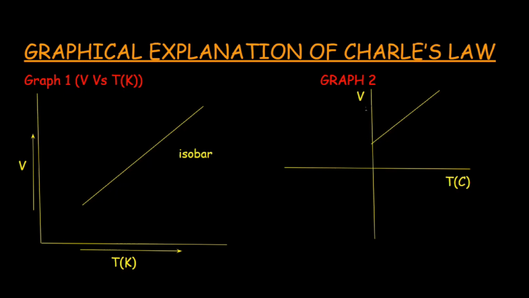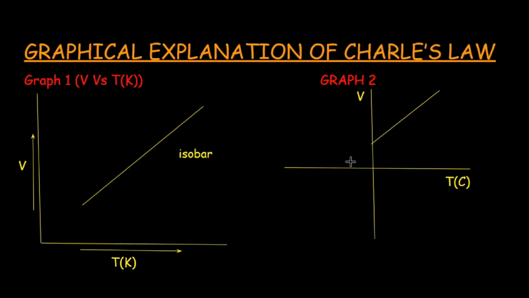Which means 0 degrees Celsius is not the coldest temperature, which we have discussed in the previous lecture. That 0 degrees Celsius is not the coldest temperature, and at 0 degrees Celsius volume exists. Volume does not become equal to 0 at 0 degrees Celsius.